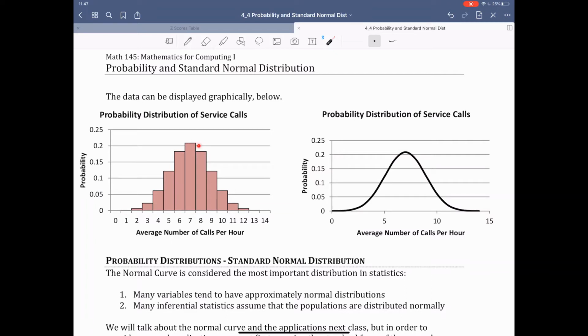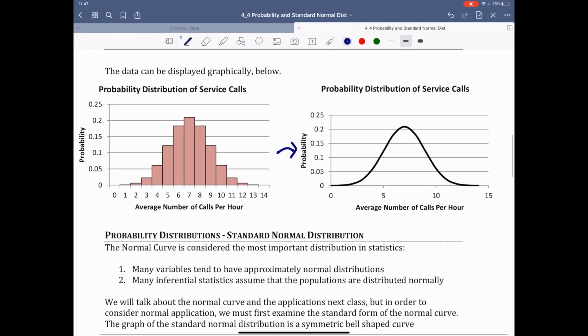And if you were to represent this with a continuous function as opposed to a histogram, you end up getting this probability distribution function, which you could, in fact, represent using a mathematical function where you express the average number of calls and use it to calculate the probability. And that resembles a normal distribution.